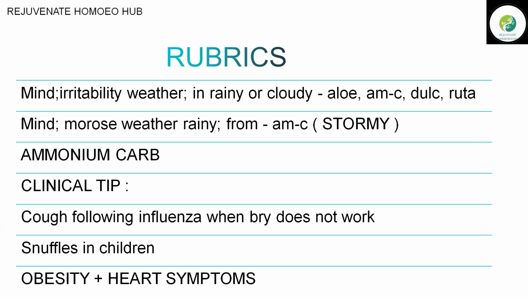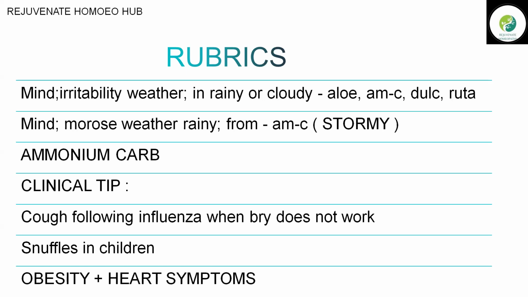So, followed with some clinical tips here. Cough following influenza. When Bryonia does not work, think of Ammonium carb. In influenza, when they develop a cough but Bryonia is not working or Gelsemium is not working, that is the bad effects from influenza, think of Ammonium carb.